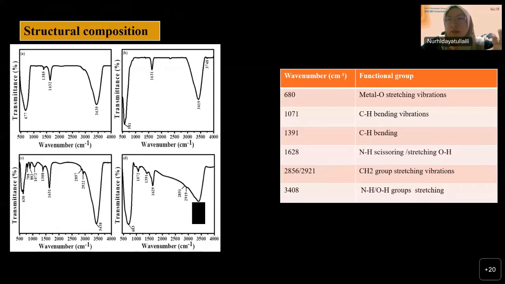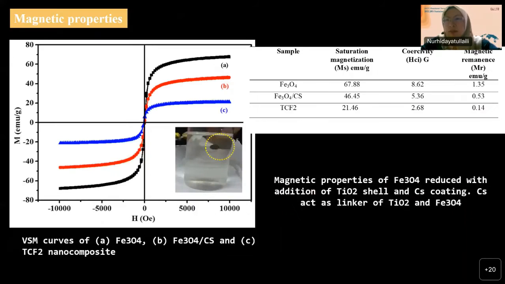So this is the functional group analysis to ensure that the chitosan is a good linker between these two metal oxides. The formation of the amino and hydroxyl stretching in the FTIR analysis is clearly observed at the respective wavelengths, and it shows that the three elements have been well composed with each other.